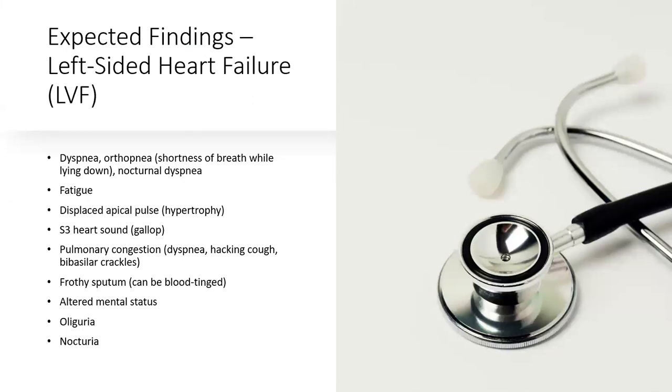We've got dyspnea, orthopnea, that's shortness of breath while lying down, nocturnal dyspnea, fatigue, displaced apical pulse, so that's due to the hypertrophic portion of the heart, S3 heart sound, pulmonary congestion, that hacking cough, you can hear crackles, frothy sputum that can be blood-tinged. If you remember, that pink frothy sputum is when we start getting very concerned, because that's an indication of pulmonary edema, which we'll talk about more when we get into our respiratory lecture. Altered mental state, oliguria, nocturia.